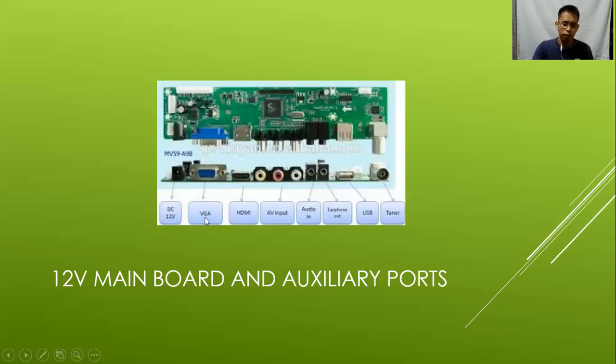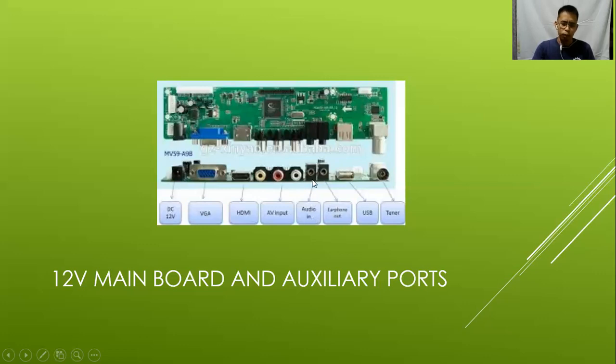And this one is the VGA for connection to a laptop or computer. HDMI is the high definition multimedia interface. And this one is color yellow for video, color red for audio right, and white for audio left, the audio video input. These are RCA type or Radio Corporation of America.